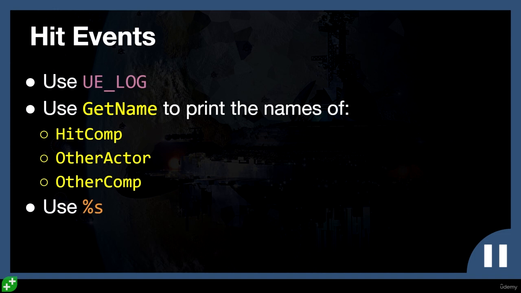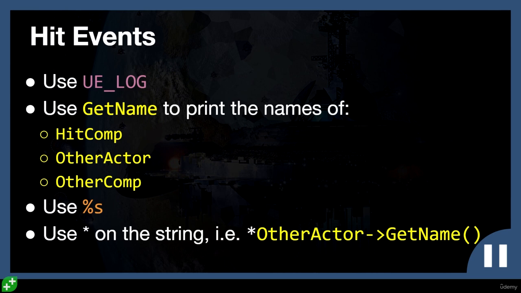You're going to use the %s format specifier in the UE log text macro, and just as a reminder, whenever we call getName, we have to use the asterisk when passing that string into the UE log macro. For example, to get the name of other actor, we would call other actor getName and place that asterisk at the beginning just to return that C-style string, which is what UE log expects when you format it with a string. So pause the video and use UE log in our onHit function to print the names of hitComp, other actor, and other comp now.